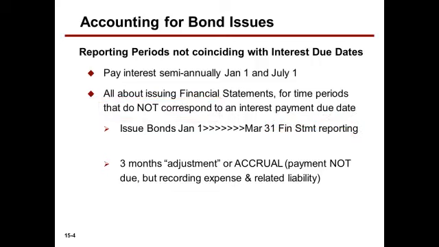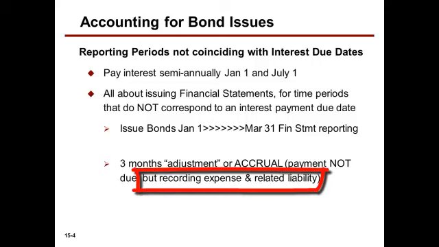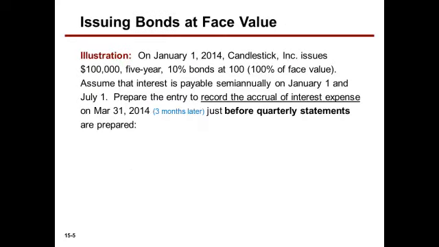Again, let's assume that our bonds are issued on January 1st with interest payable every 6 months, but we're at March 31st. We want to issue financial statements. We need to do a 3-month adjustment or accrual. This is not a payment, but a recording of an expense and related liability between interest due date periods. So our illustration: Candlestick issues $100,000 5-year 10% bonds at 100, total face value. Let's assume that interest is payable, as I mentioned, January 1st and July 1st, semi-annually.